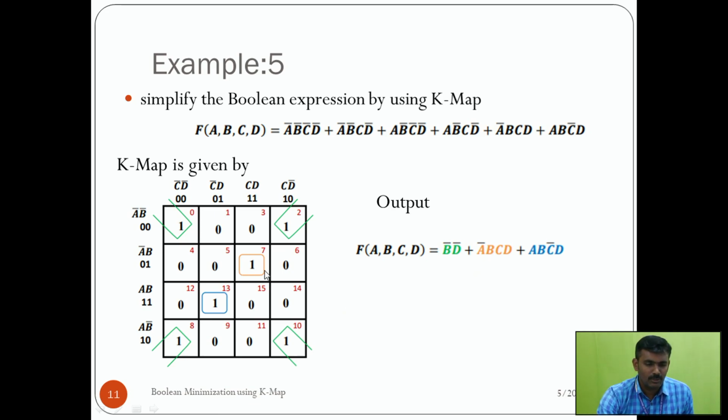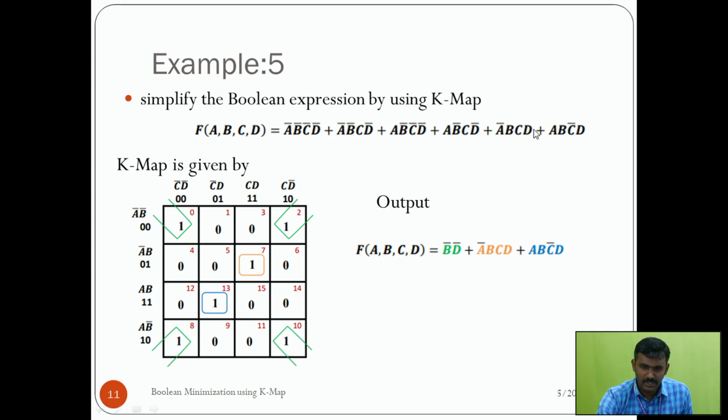So, what about this yellow color? Yellow color has no other, only singly it is mapped. Therefore, this belongs to second row and third column, A bar B C D, A bar B C D plus. What about this blue? It is also blue and single. Clear? Therefore, it belongs to third row, second column. Therefore, A B C bar D, A B C bar D. So this is the final answer for this K-map.